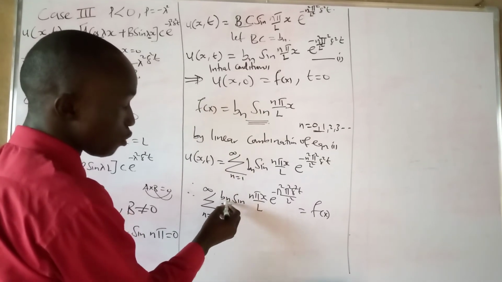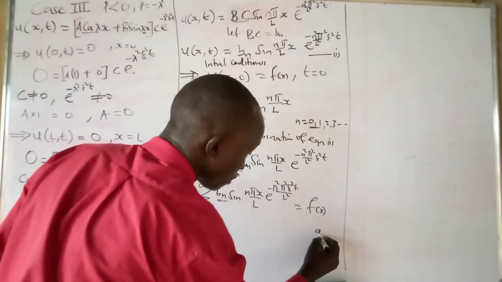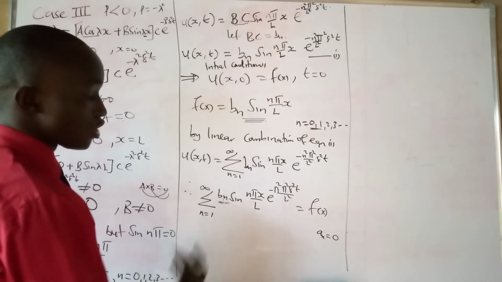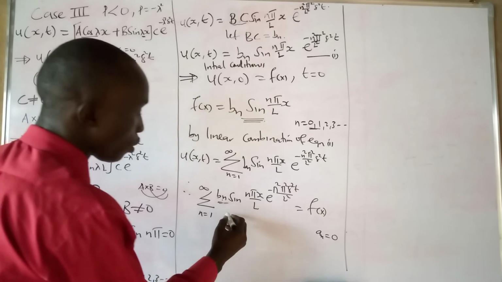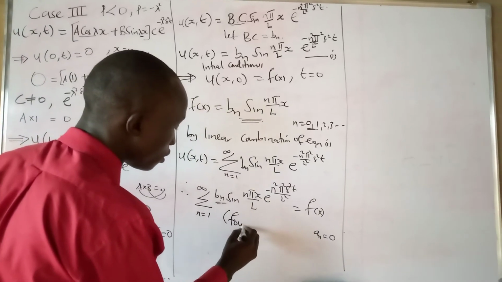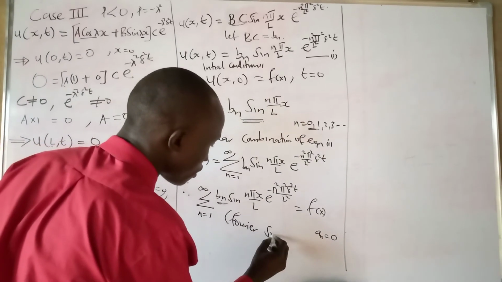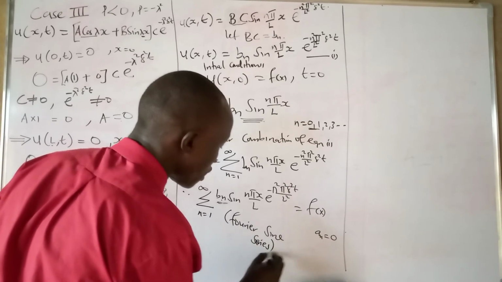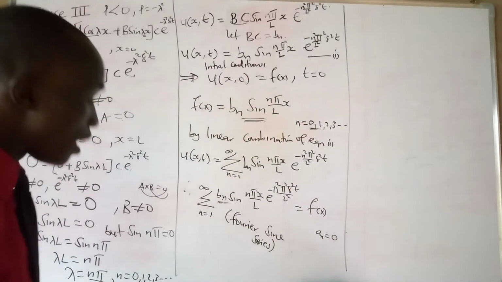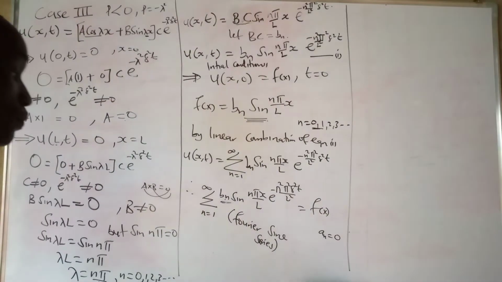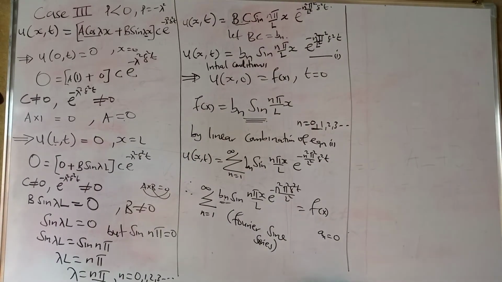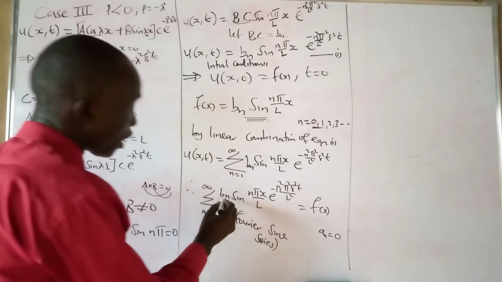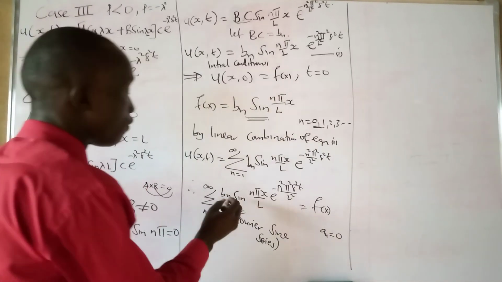Why is it a Fourier sine series? Because our an is 0. The term an is 0. There's no cosine in this. So this is what we call a Fourier sine series. Why is it a Fourier sine series? Because our function an is 0. Since our function an is 0, this is a Fourier sine series. So being a Fourier sine series, we can write this Bn using the Fourier sine series.